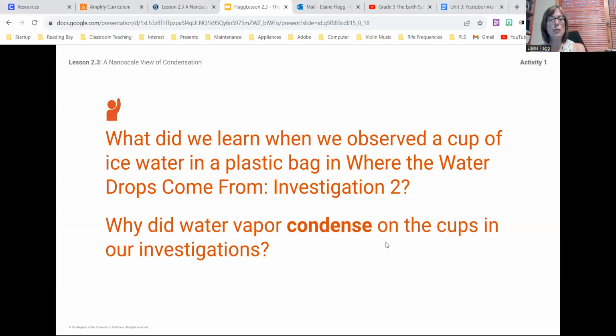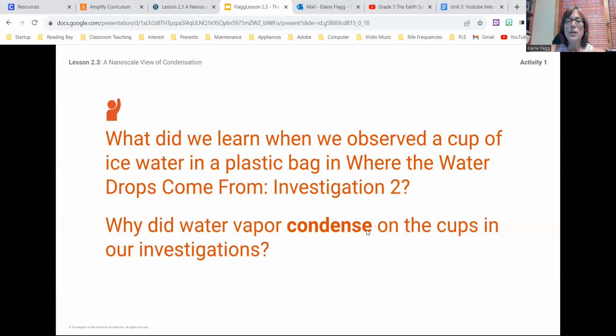Okay, so far, what have we learned when we observed a cup of ice in a plastic bag in Where the Water Drops Come From, investigation 2? So we learned that the water droplets did not form because the ice in the cup actually cooled down the air in the bag to match each other. So when the air temperatures match, you're not going to get that condensation.